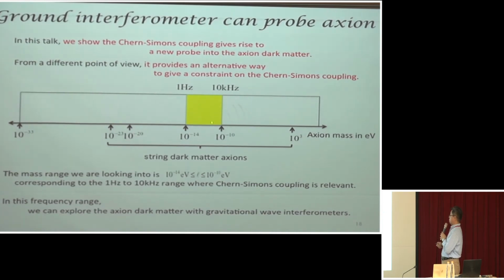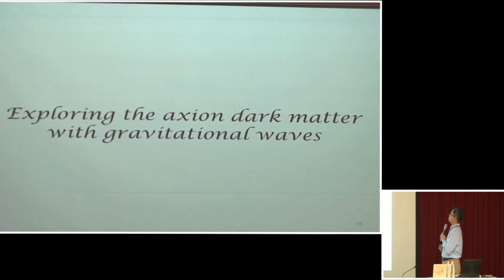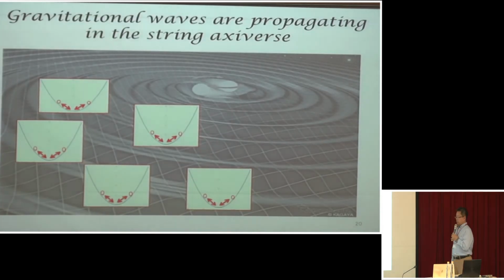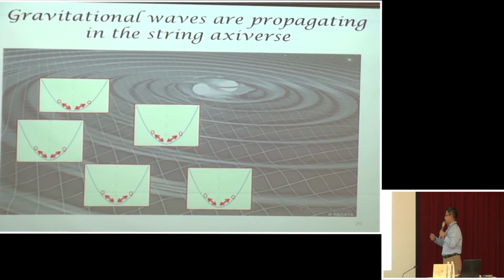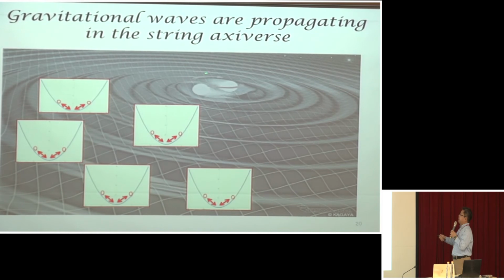From now on, we concentrate on this mass range. So note this picture. As I said, the axion is coherently oscillating. Since the axion is dark matter, the axion exists everywhere in the universe. And if there exists a binary system, this emits gravitational waves. So the gravitational waves propagate in the axion background.